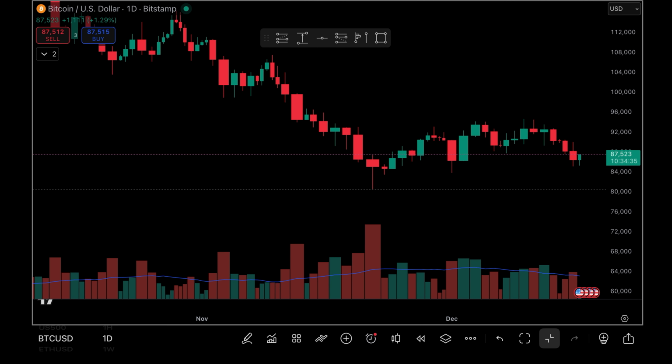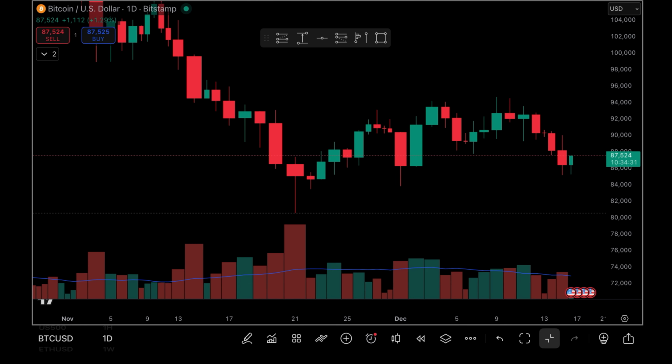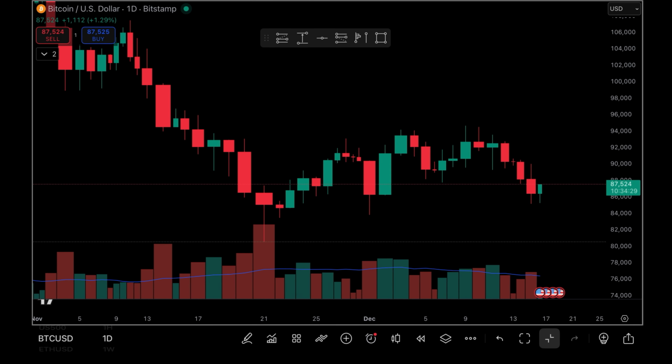Does this happen to you? You enter a trade, the market stops you out, and then immediately goes in your direction. That wasn't bad luck. That was an algorithm.